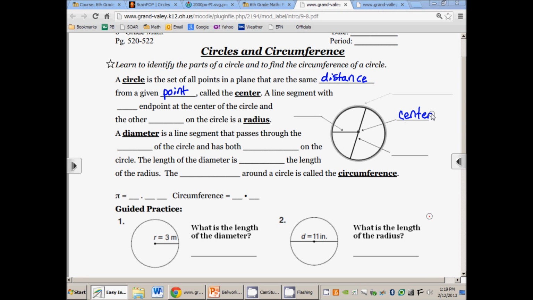By the way, if you wanted to name a circle, whatever the name of the center point is, like let's say it was point C, then we would actually call that circle Circle C. That's how you name a circle, by its center point.